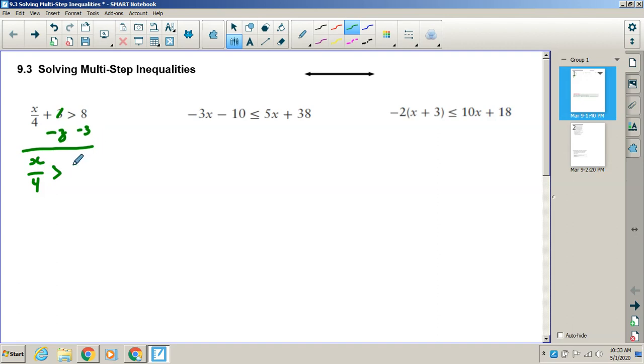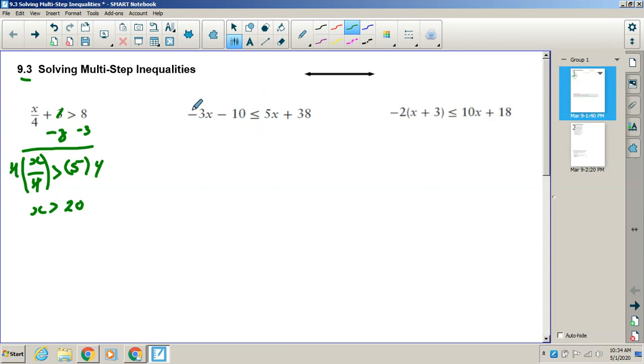minus 3 is 5. To solve for x, the opposite of dividing by 4 is multiplication by 4. And what I do to one side, I have to do to the other side. The 4's cancel each other out. I'm left with x greater than 20. So the solution to this inequality is x is greater than 20. The reason it's in topic 9.3 is we have more than one step involved. And I can graph this, I can verify it, I can do all those sorts of things. Let's do this next one here.